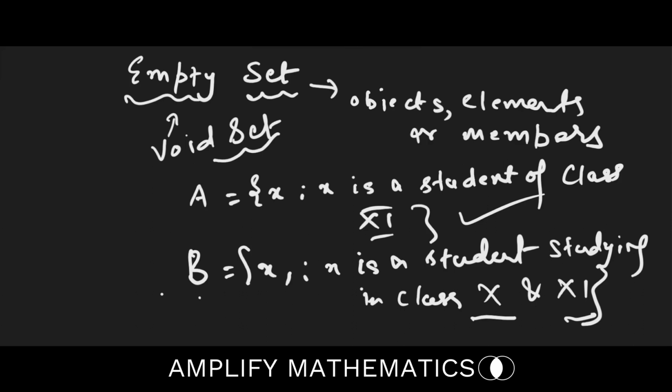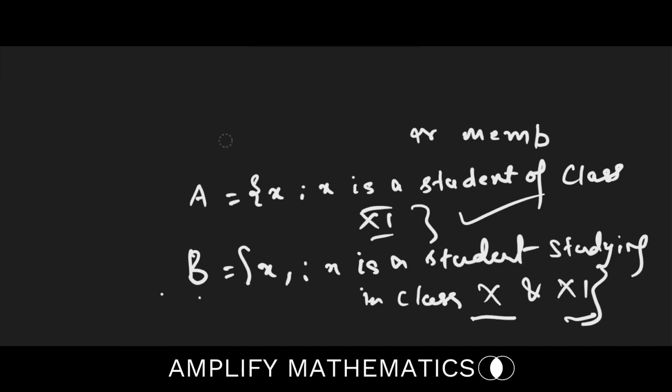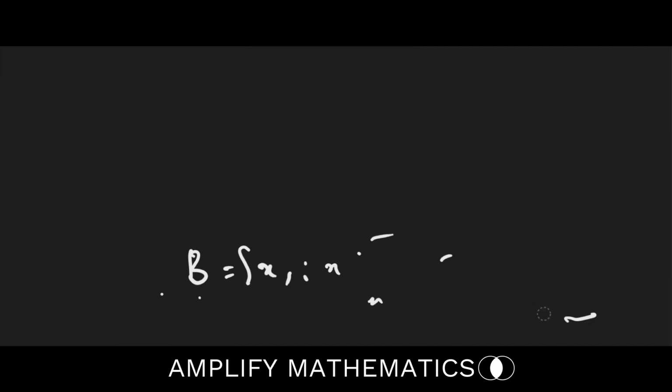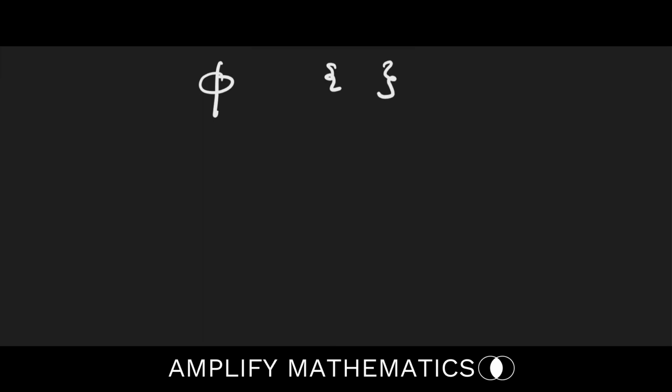So let's also see how an empty set is represented. An empty set is represented by the symbol ϕ. This symbol is used to denote an empty set, or we can also denote it by two curly braces. Okay, so let's look at some examples of empty sets. For example, this is {x : 1 < x < 2, x is a natural number}.